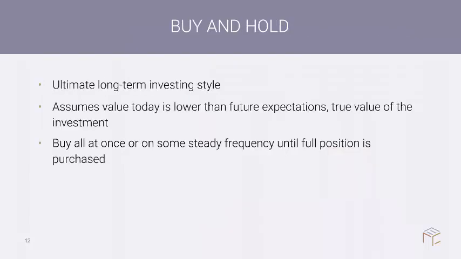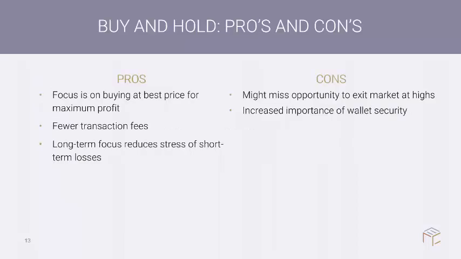The buy and hold strategy is the ultimate long-term investing strategy. It assumes that the value of the cryptocurrency will be higher in the future, and therefore it's best to purchase today. Buy and hold investors will have to decide whether to make their full investment immediately at one price or to get on a steady buying program to build their position to the ideal size. One of the benefits of this strategy is that the investor is always focused on buying at the best price for maximum profits. That price is determined by the expected value of the currency.